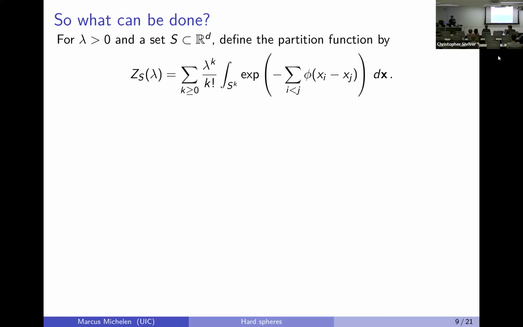So we're going to define our partition function here. This should look sort of familiar. Rather than looking at a count over configurations, we're going to look at some sort of volumetric count here. So I'm going to sum lambda to the k over k factorial. This is my term coming from a Poisson process. And then I'm going to take the volume of these configurations of k points, where I'm weighing them by the energy associated to it.